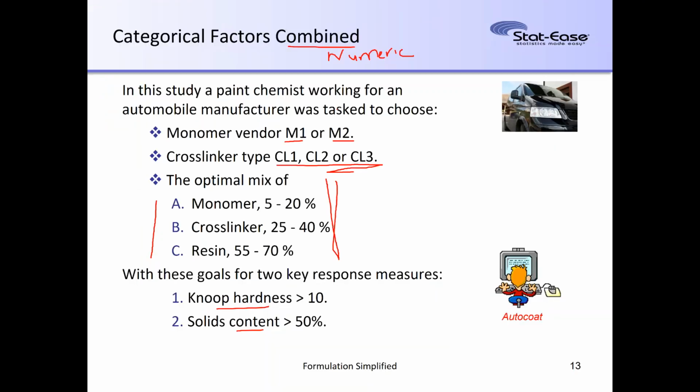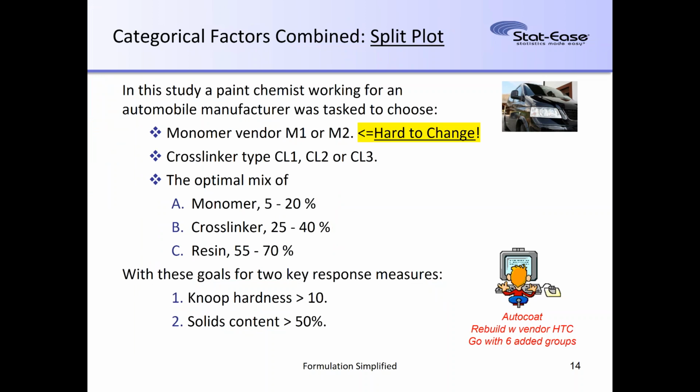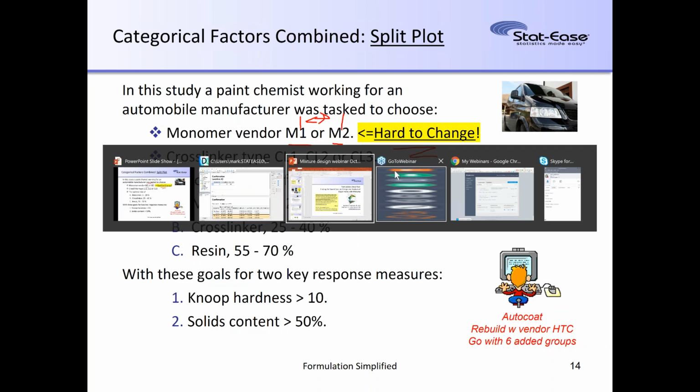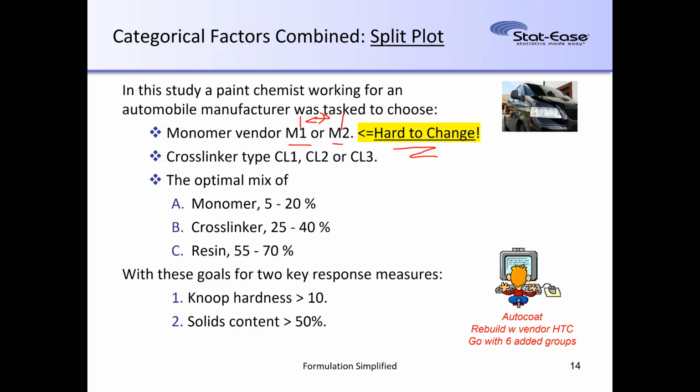Well, we have just a few minutes left, and I have one more little wrinkle. It turns out that to do this experiment, it's very tricky to have both monomer vendors at the same time. Well, because the salespeople for the 2 monomer vendor companies don't get along and they fight with each other. So we better separate them. And so we have a way of doing that using a technique called split plot.